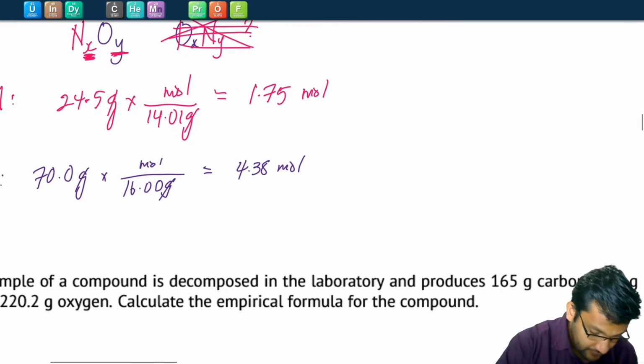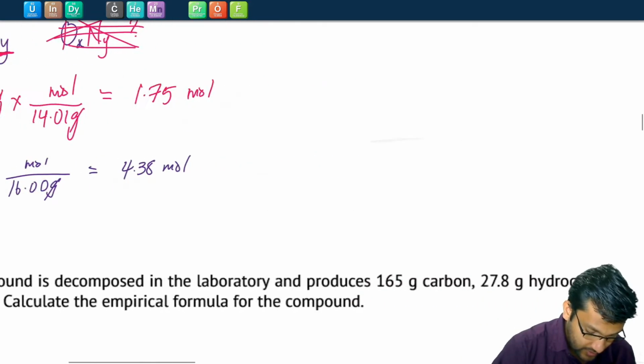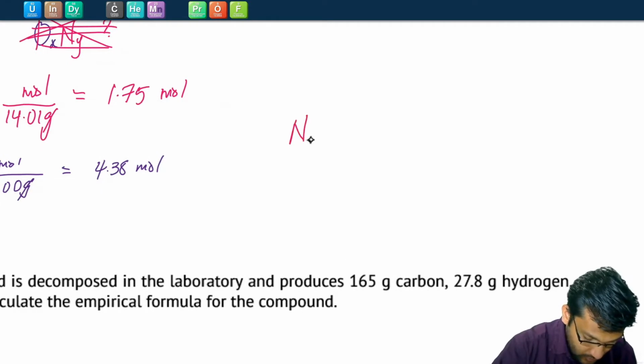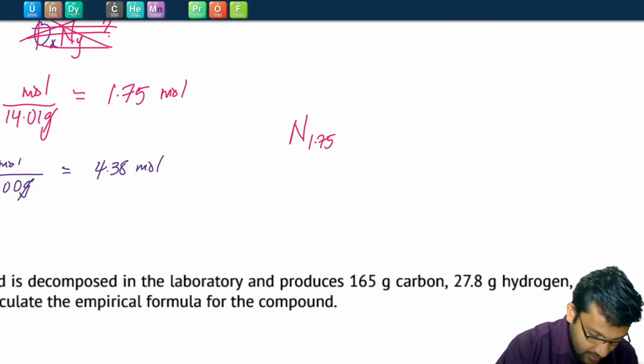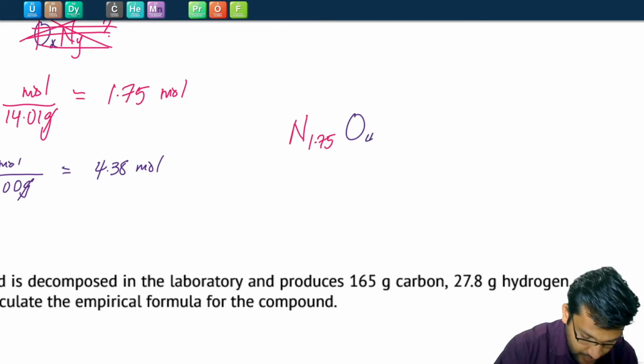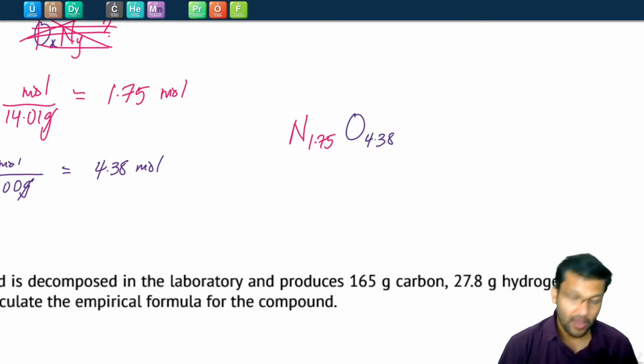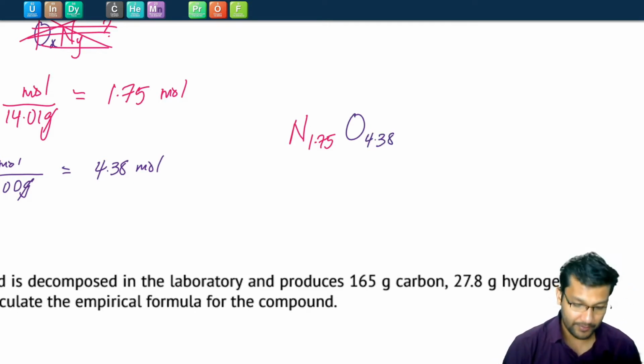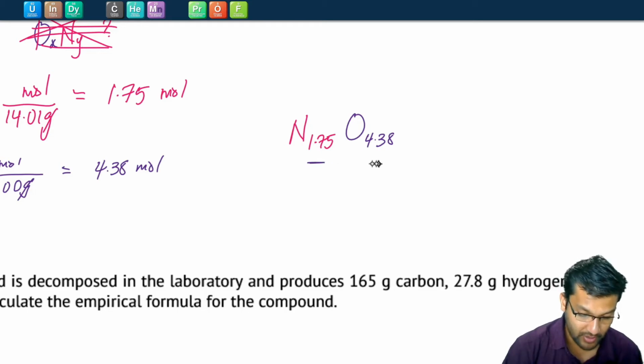So if we're going to write our formula, we're going to have nitrogen, 1.75 moles, oxygen, 4.38 moles. However, we can't leave the chemical formula like this because we know that we can't have a fractional number of atoms in a molecule. We need to have them be written as whole numbers.